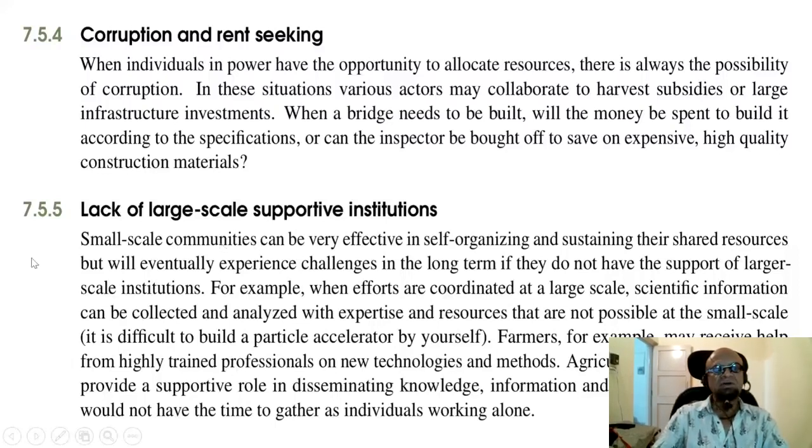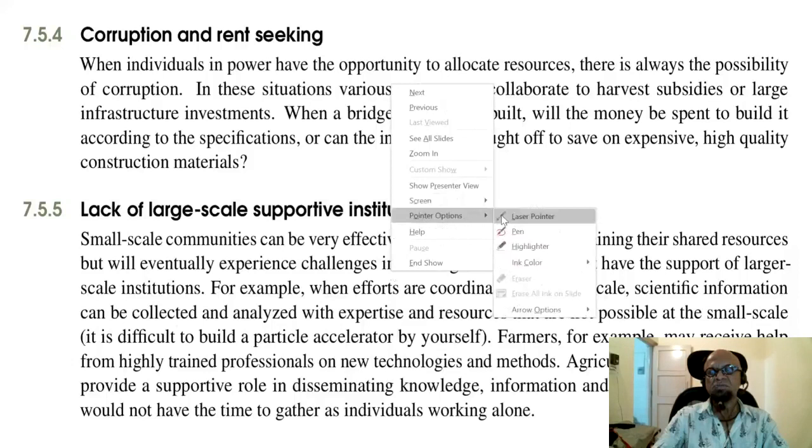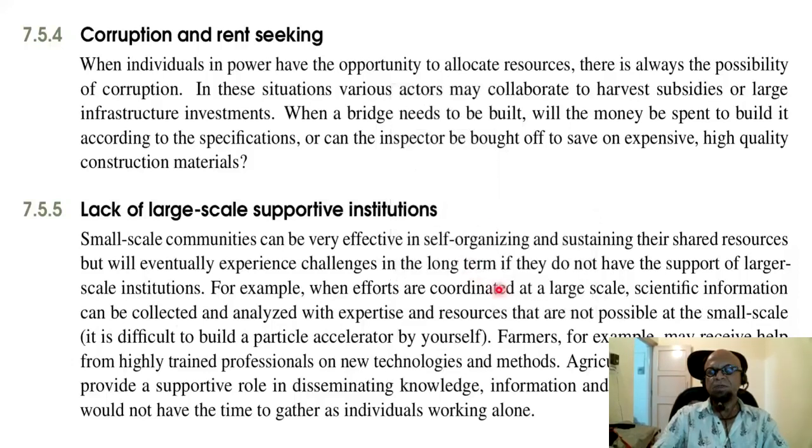So the next one here in the barriers, threats: lack of large-scale supportive institutions. Small-scale communities can be very effective in self-organizing and sustaining their shared resources, but will eventually experience challenges in the long term if they do not have the support of large-scale institutions. For example, when efforts are coordinated at a large scale, scientific information can be collected and analyzed with expertise and resources that are not possible at small scales.